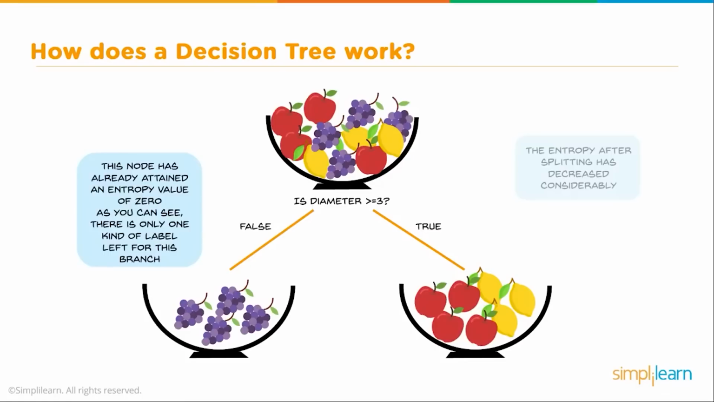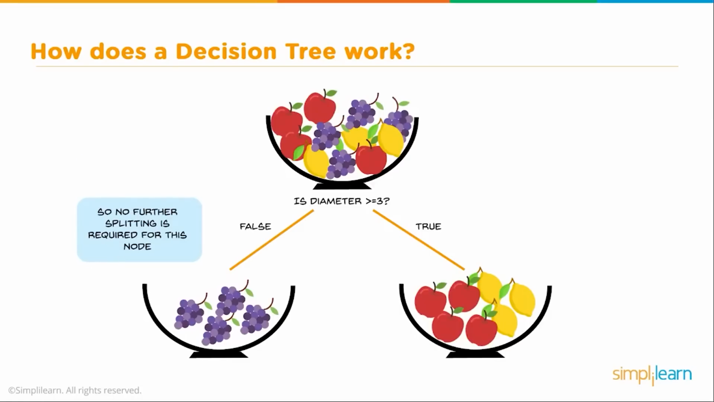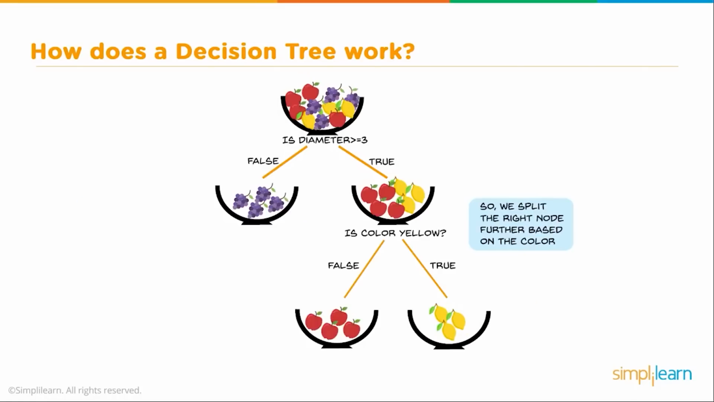This node has already attained an entropy value of 0, as you can see. There's only one kind of label left for this branch. So no further splitting is required for this node. However, this node on the right still requires a split to decrease the entropy further. So we split the right node further based on color. If I split it on color, that pretty much cuts it right down the middle. It's the only thing we have left in our choices of color and diameter too.